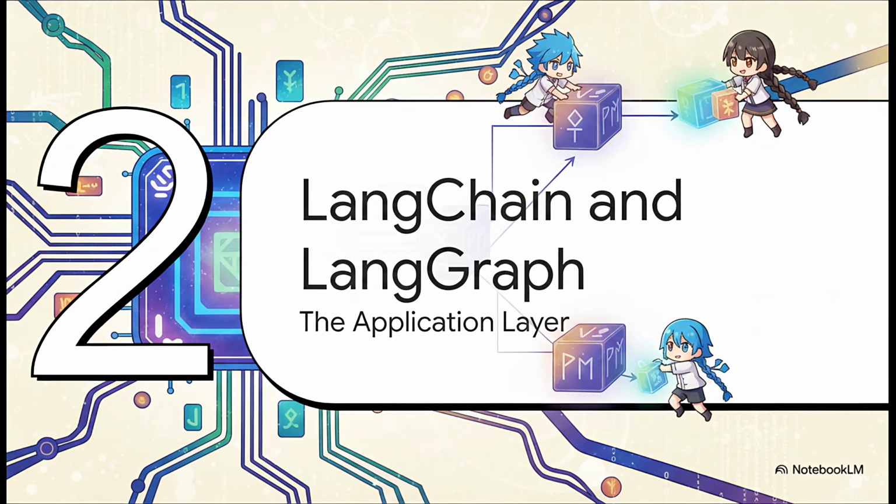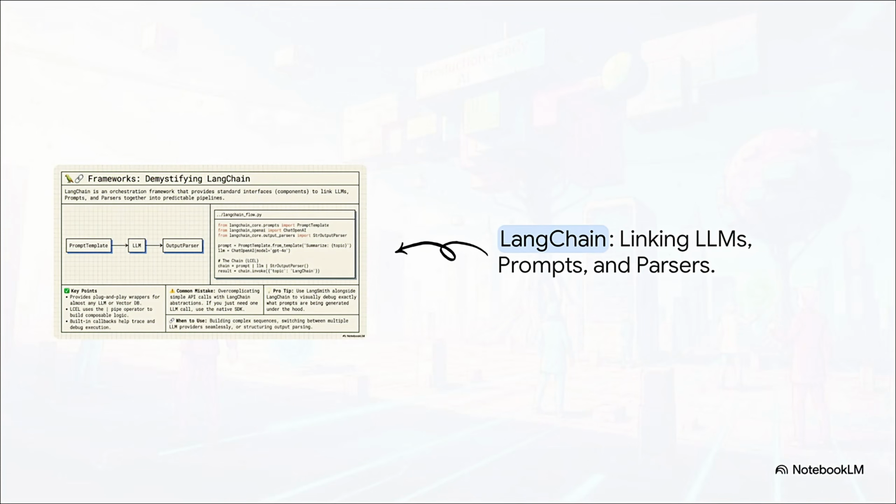All right, moving on to Section 2, LangChain and LangGraph. This is our application layer, because once you understand those basic LLM primitives, you can't just keep making raw standalone API calls. You really need a robust framework to orchestrate them all. LangChain is super popular for this. It provides these standard plug-and-play interfaces to link your prompts, your LLMs, and your output parsers into nice, predictable pipelines.